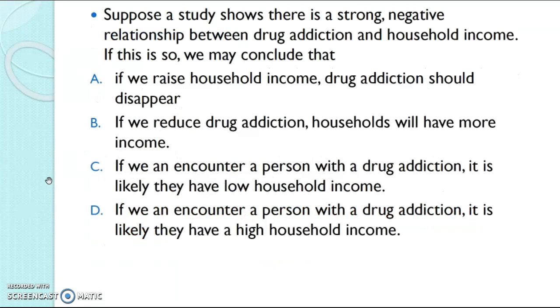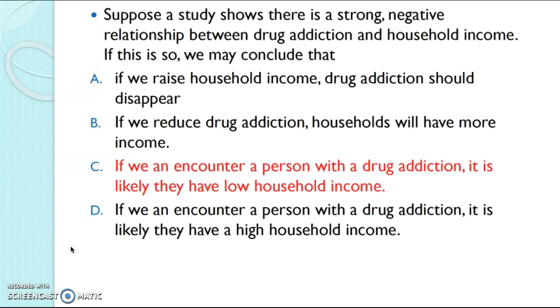Another example. Suppose a study shows there is a strong negative relationship between drug addiction and household income. If this is so, we may conclude what? Take a moment, pause here, read through the answers, and then I'll give you the answer. So here I'll give you the answer. Again, negative means one goes up, one goes down, right? So if yes, they have a drug addiction, then their income is lower. So D is incorrect because D is a positive relationship.